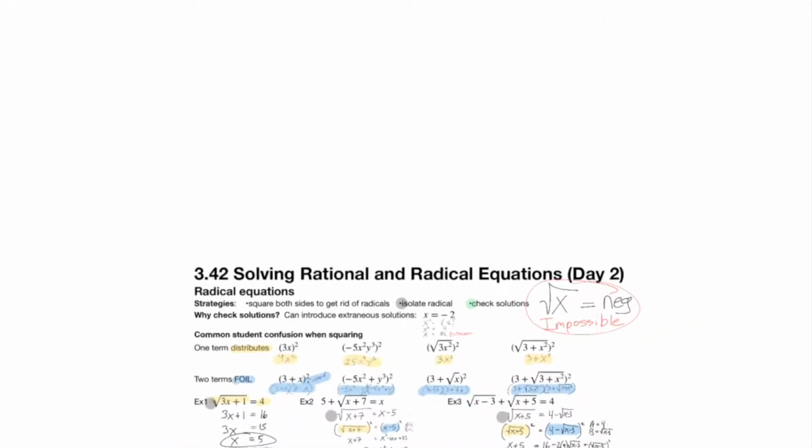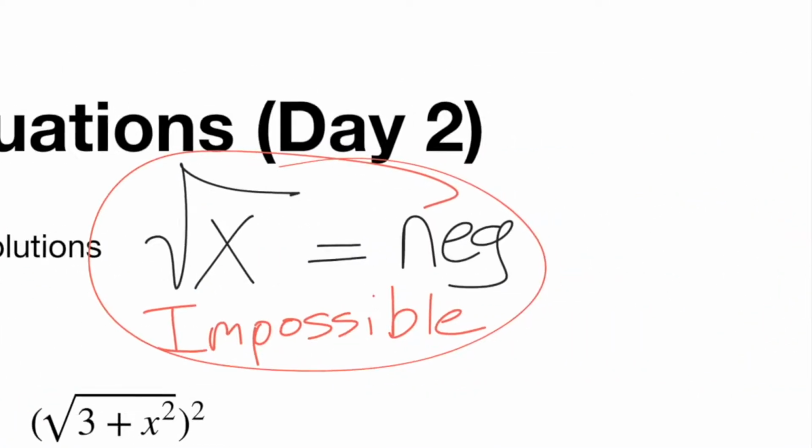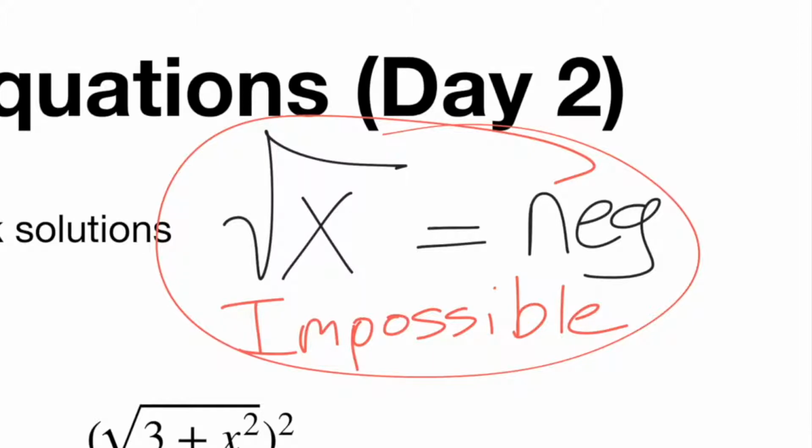One thing I wanted to say first: if you want to eliminate a whole bunch of work, if you ever get to the square root of x equals some sort of negative number, then you can stop right there. You don't have to move on any further, because the positive square root of x will never equal a negative number. This is true even for imaginary numbers too.